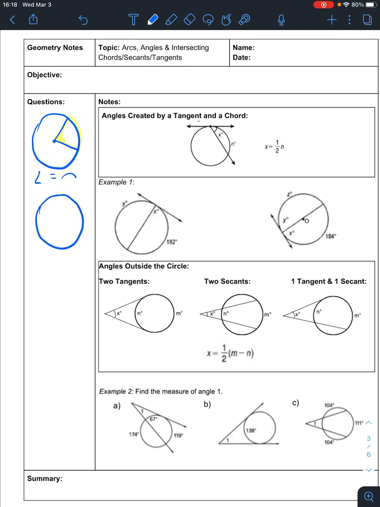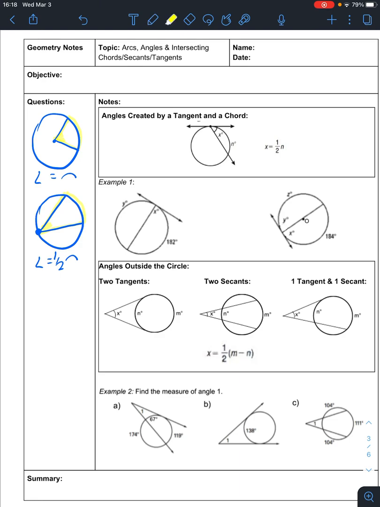And then we talked about what happens when I have an angle that is completely inside the circle, but the vertex is on the circle. Then this angle right here and this arc are related in that the angle is equal to half the arc. So today we're going to talk about another situation where the vertex is on the circle, but then we're also going to talk about what happens when the vertex is outside the circle.